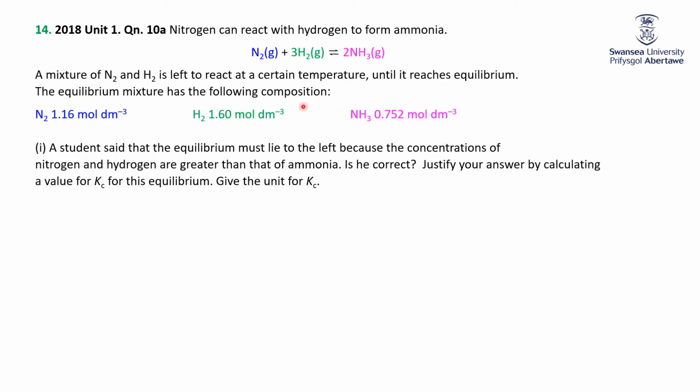So next one, nitrogen can react with hydrogen to form ammonia. We talked about this already from a different perspective. A mixture of N2 and H2 is left to react at a certain temperature till it reaches equilibrium. The equilibrium mixture has the following composition. So part 1, a student said equilibrium must lie to the left because the concentrations of nitrogen and hydrogen are greater than that of ammonia.